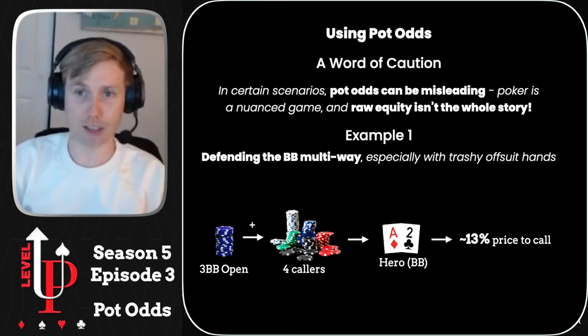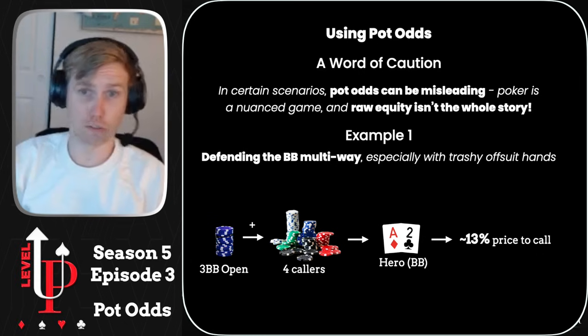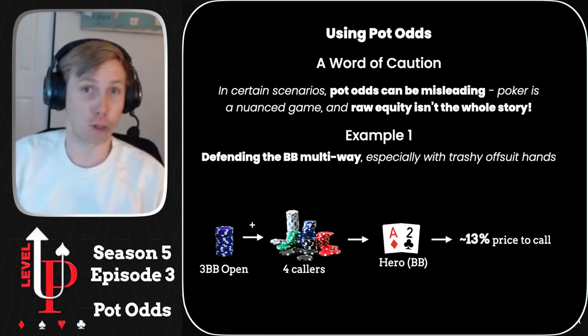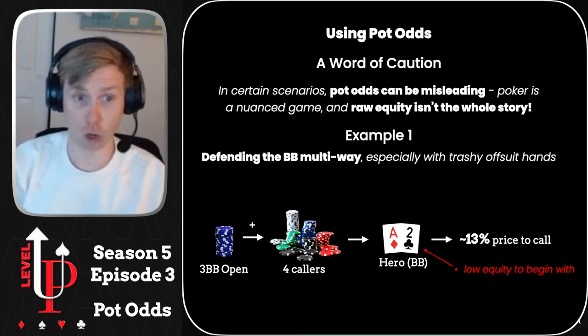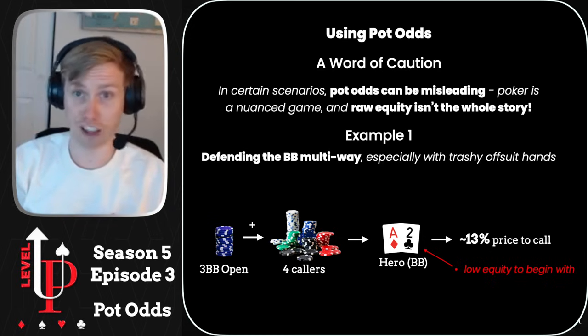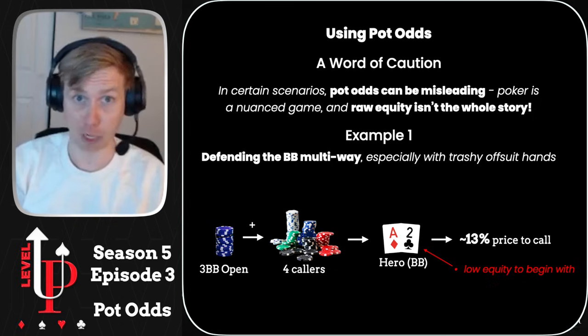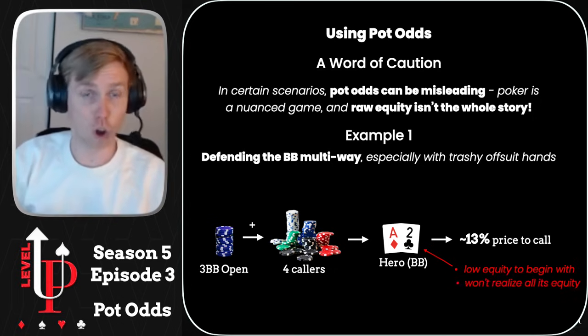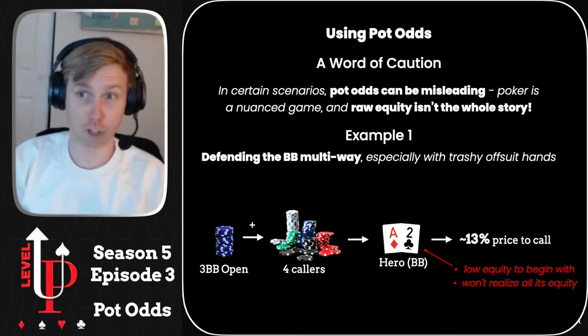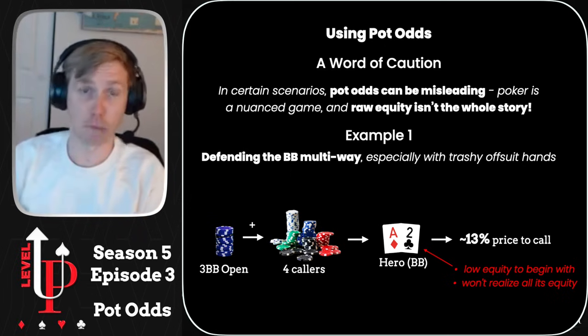But in this case, there's a real reason to fold. The first reason is simply that ace-2 offsuit against 4 other players is really not that great. If we run a quick equity calculation, we're going to find that it doesn't have that much equity. But perhaps more importantly, you won't necessarily realize all that equity with your ace-2 offsuit. You're not always going to see the flop, turn, and river.